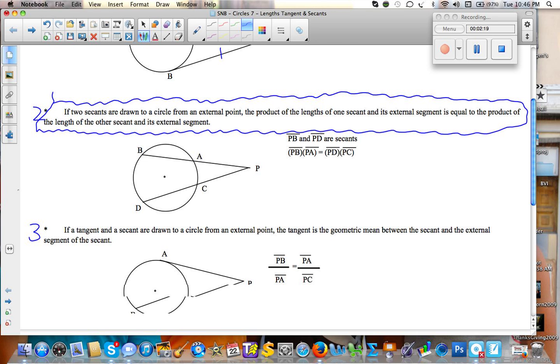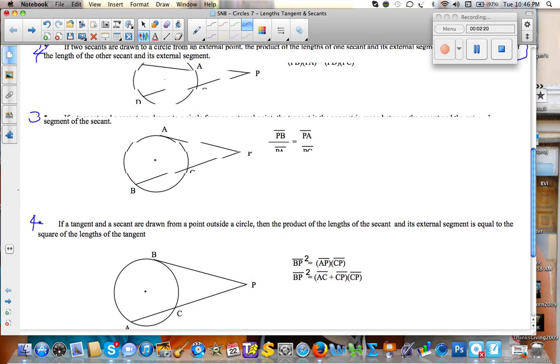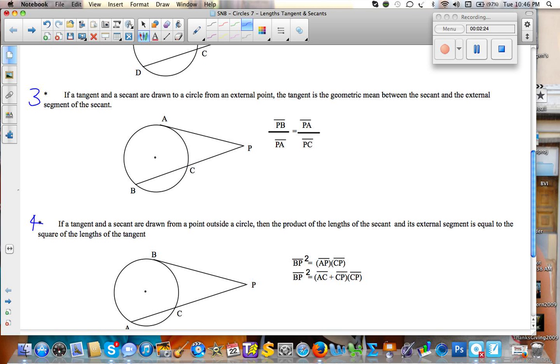Number 3, very similar, except for in this case we have a tangent and a secant. So the rule is if a tangent and a secant are drawn to a circle from an external point, the tangent is the geometric mean. Remember that? We did that before. That means that the tangent segment, PA, is the denominator of one fraction and the numerator of the other in a proportion.